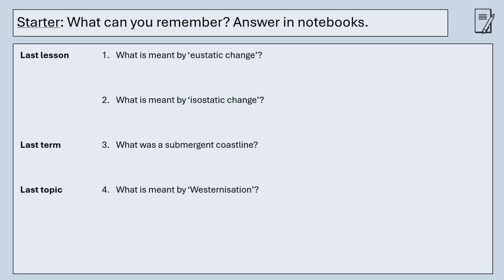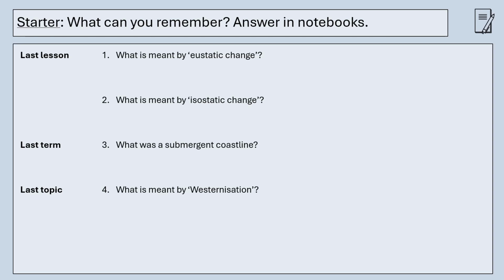So, to get started, here are 4 questions for you to answer as always in your exercise book or notepad. I'll give you 4 minutes to answer them, then we will go through the answers. As always, it's not an exercise in just looking up the answers in your notes. Try and remember what the answers are.